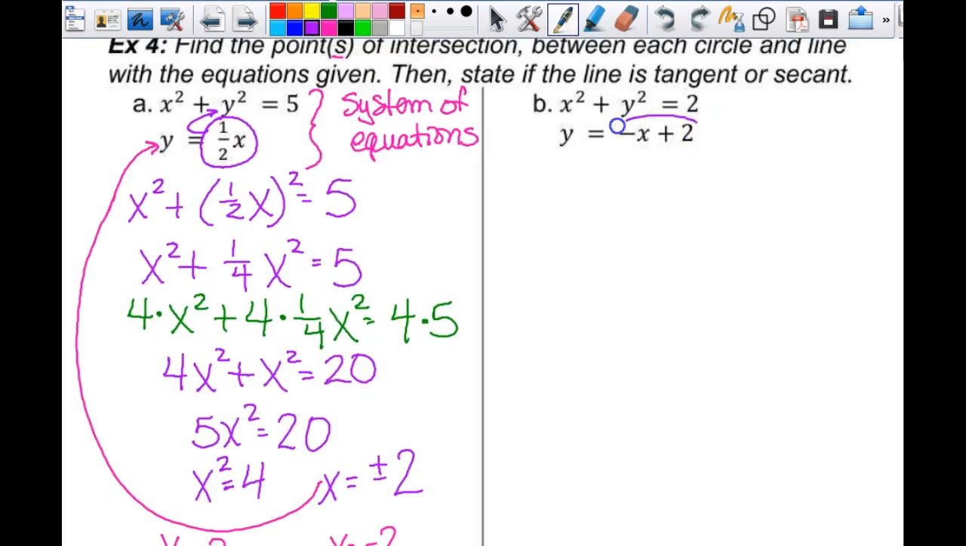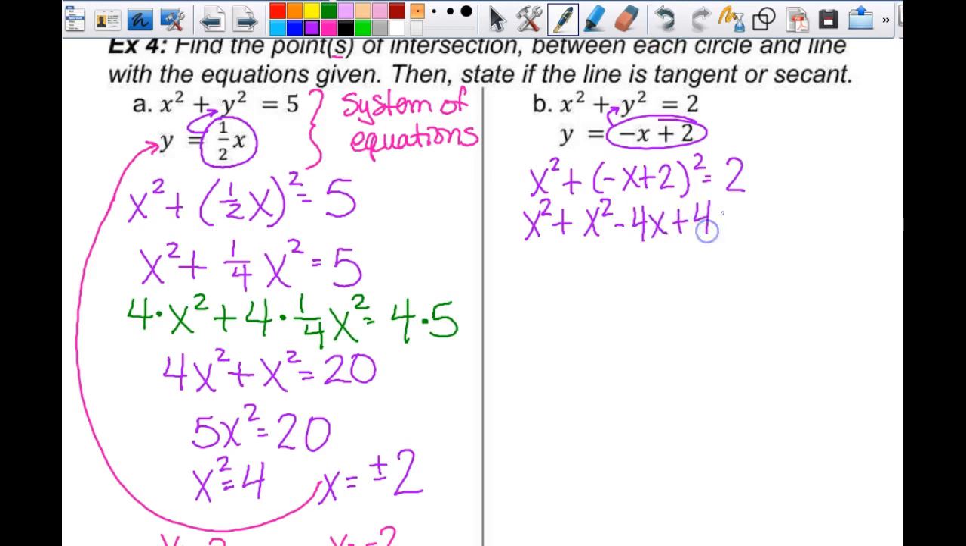All right. So I'm going to take this and substitute it in here for y. So x squared plus (-x + 2) squared equals 2. So when I square this, do I get x squared plus 4? No. I'm going to get x squared plus x squared minus 4x plus 4 equals 2. Okay, everybody good with that so far? If you don't know how to multiply this out, you better go get that figured out. All right, so this gives me 2x squared minus 4x plus 4 equals 2.